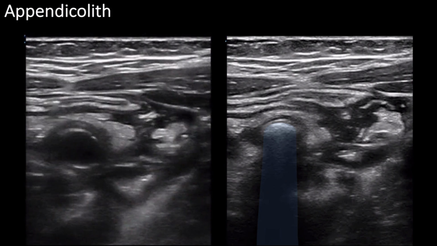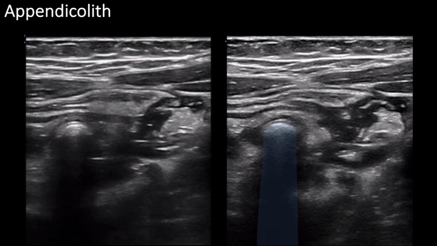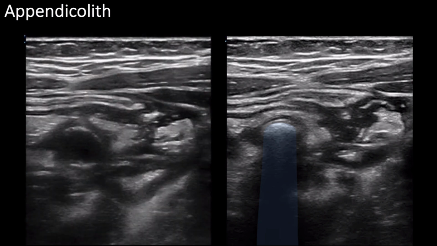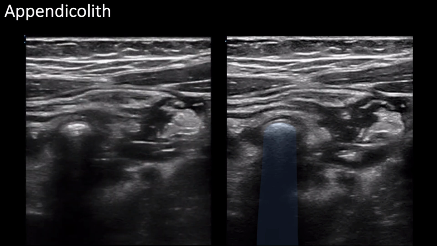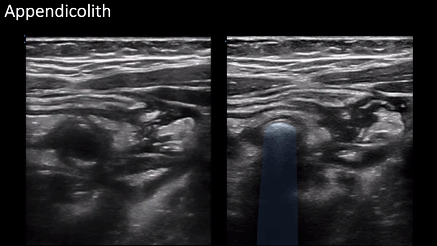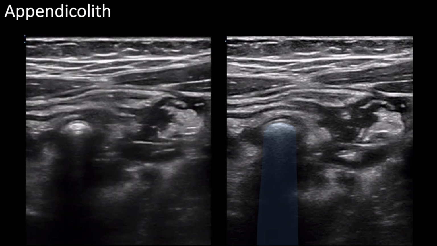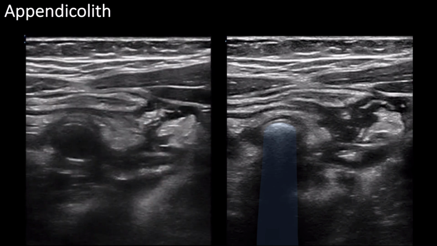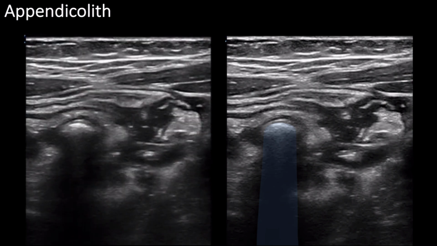One of the most obvious findings when first learning appendix ultrasound is visualization of the appendicolith. In this video, we can see an appendicolith with its bright echogenic reflective surface with the dark posterior acoustic shadowing. The bright area often serves as a spotlight to draw your eye to the area of concern.